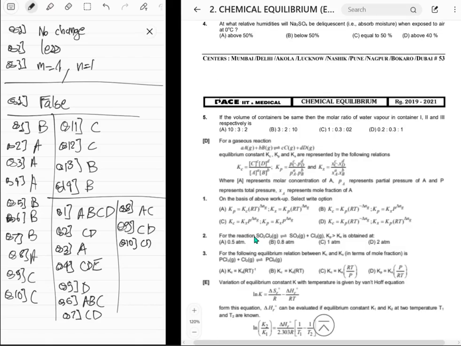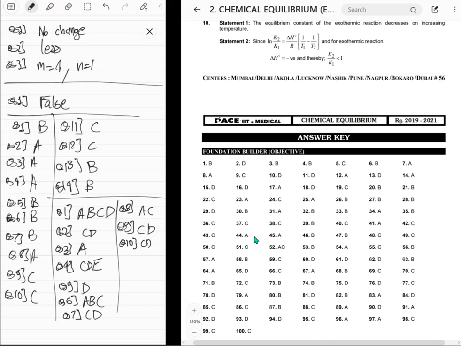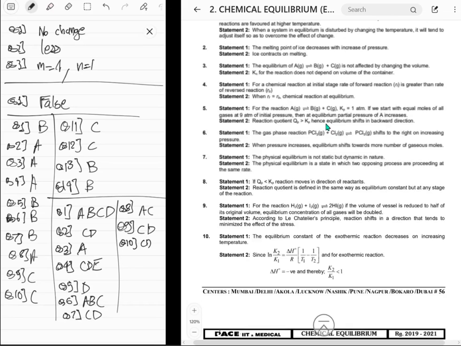Comprehension type. How much is it? Ooh, it's very big, and then there's assertion, reason, and whatnot. So I'm going to go for that in the next video.